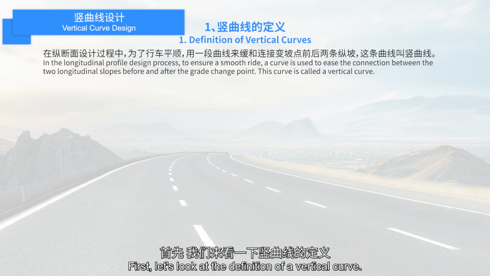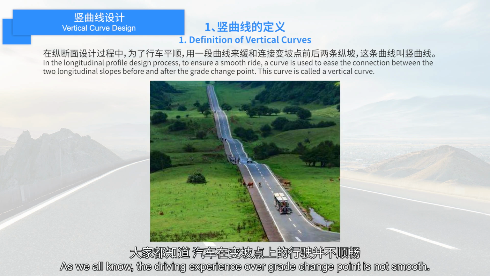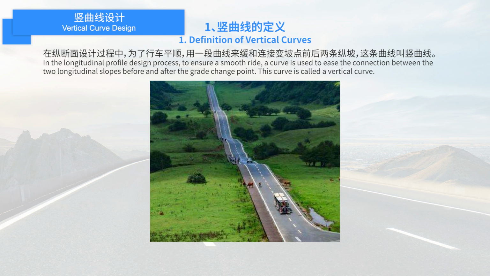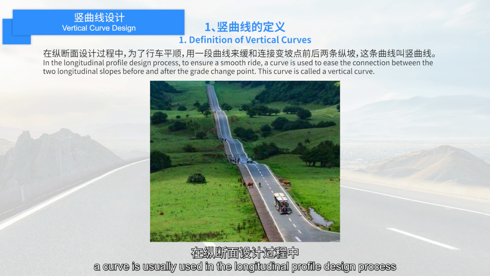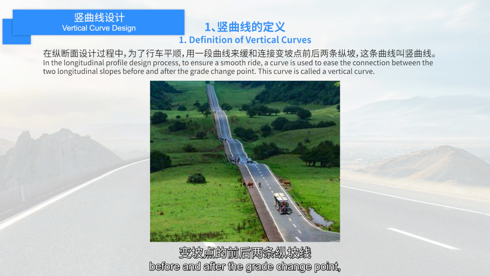First, let's look at a definition of a vertical curve. As we all know, the driving experience over a grade change point is not smooth. To ensure a smooth ride, a curve is usually used in longitudinal profile design to ease the connection between the 2 longitudinal slope lines before and after the grade change point, which is called a vertical curve.